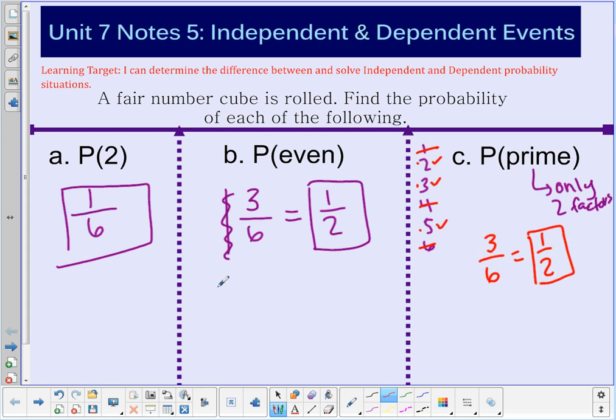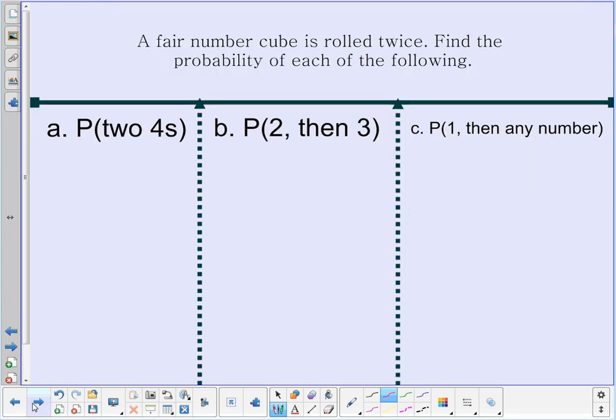So remember that probability is a number between 0 and 1. It has no label, so it's just the fraction or the decimal itself that we have written. Let's take a look at the next set of examples. Now we're looking at a number cube that's rolled twice. If we want the probability of getting 2 4s, we need to set up 2 probability fractions.